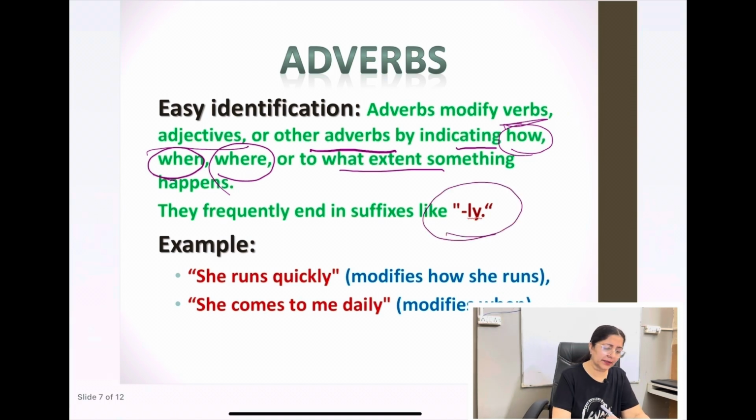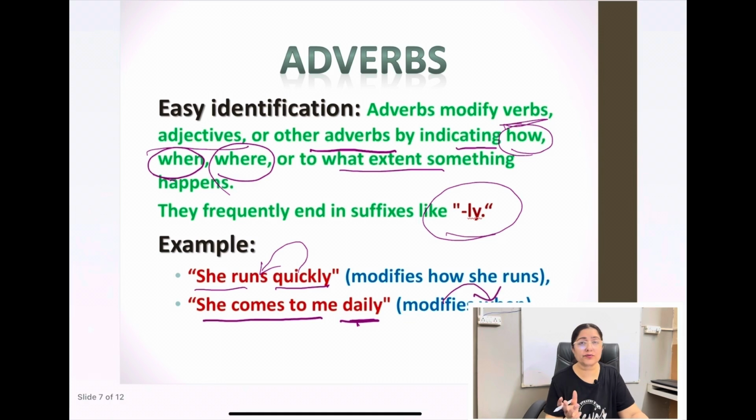For example, she runs quickly. So quickly is modifying the verb runs. How does she run? It is modifying the action. She runs quickly, she runs slowly. So it is modifying a verb over here. Then we have, she comes to me daily. So daily is modifying when she comes to me. So whenever you are answering how, when, where, or to some extent of other things, we are making use of adverbs.